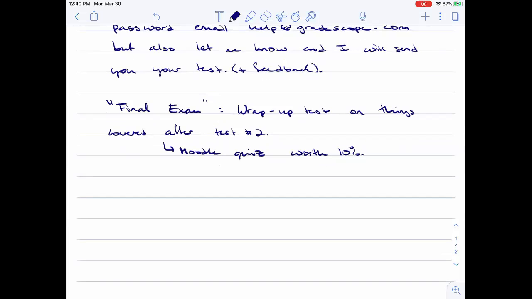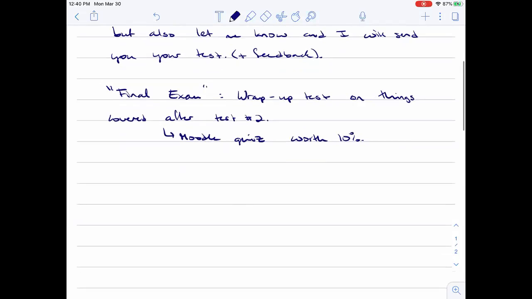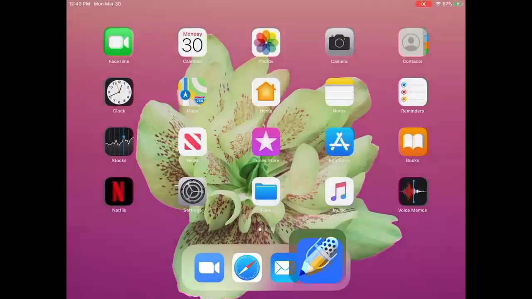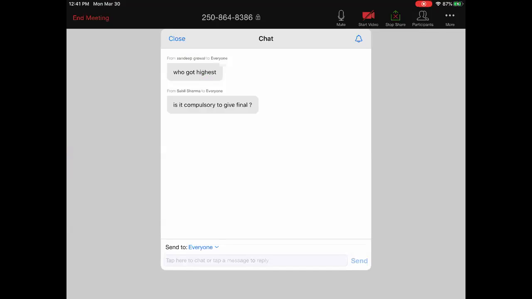So is it compulsory to give the final? No, it's only 10%. Or do you mean for me, do I have to give a final? So the question was from Sahil. Is it a compulsory final or can we skip it? You can skip it if you want, but it is 10% of your grade. Yeah, so if you don't want to write it, that's fine.